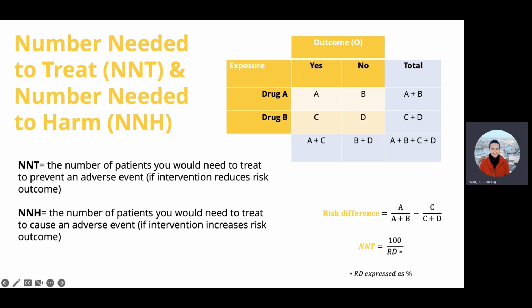So the number needed to treat or the number needed to harm is calculated the same way. It's just 100 divided by the risk difference, where the risk difference is expressed as a percentage or a whole number. It's not a number that's less than 1. So that's how you calculate a number needed to treat and a number needed to harm.